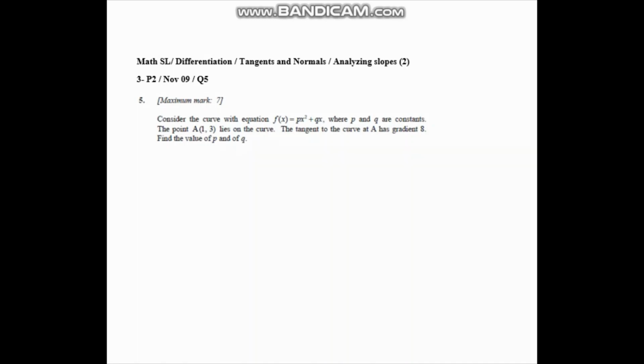So again, in this question we are given the equation of f of x, but in terms of unknowns. So instead of k, we have p and q. We have two unknowns that express the function f of x. But we have some information, and we are required to find the values of the unknowns. Kind of similar to the last problem. So what is the information that we have?